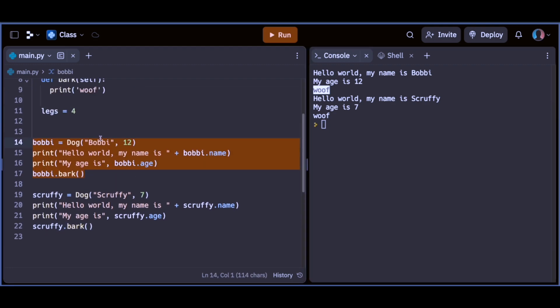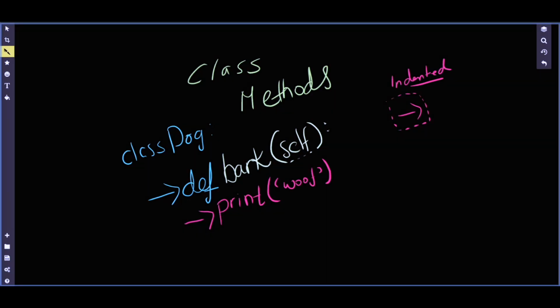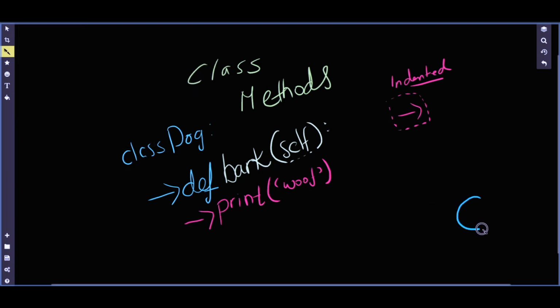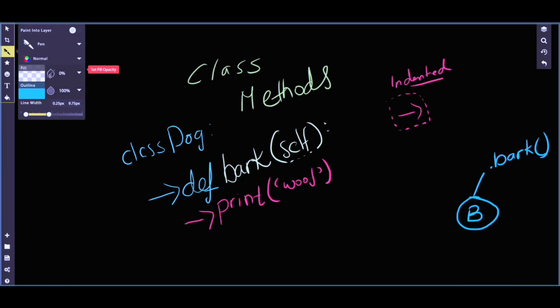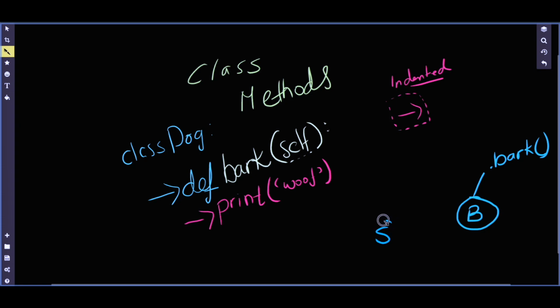So how do they both know how to do that? Well, that's the magic of classes. Once we declare it in the class, every single time someone else, so let's say we create a new dog over here, as represented by this circle with a B, we create a new dog called Bobby. If we tell it to bark by saying dot bark, and if we create another dog called Scruffy, we can also tell Scruffy to bark.